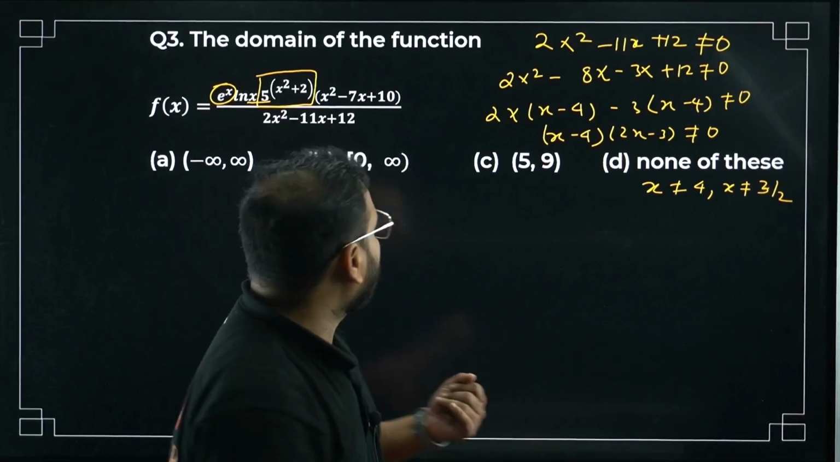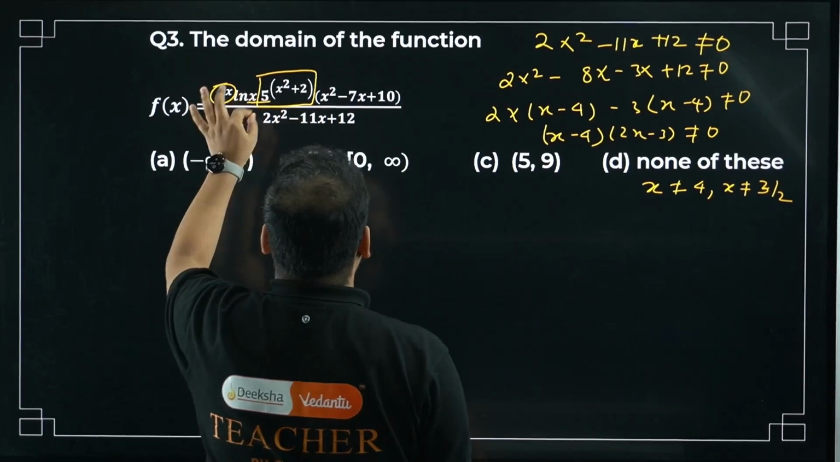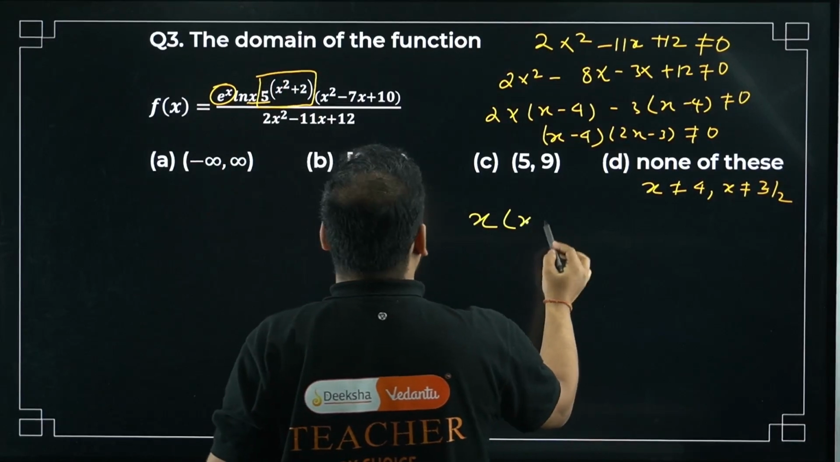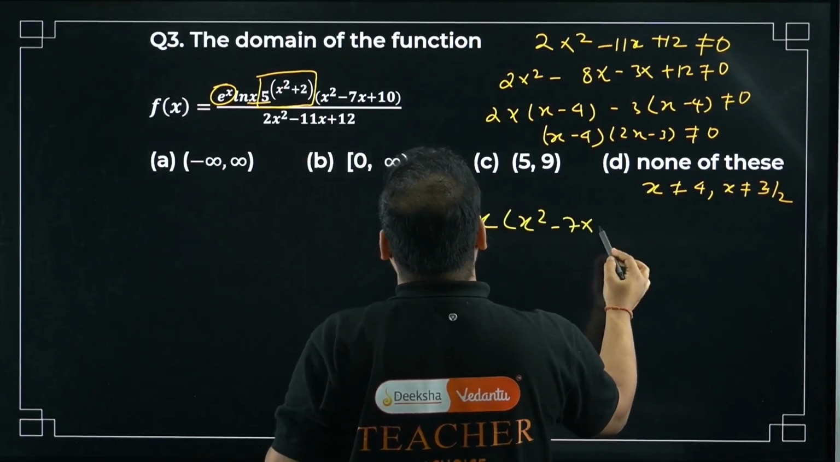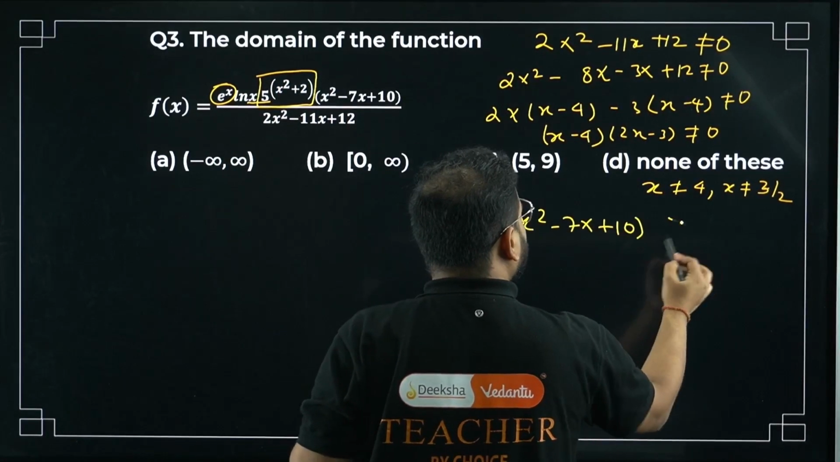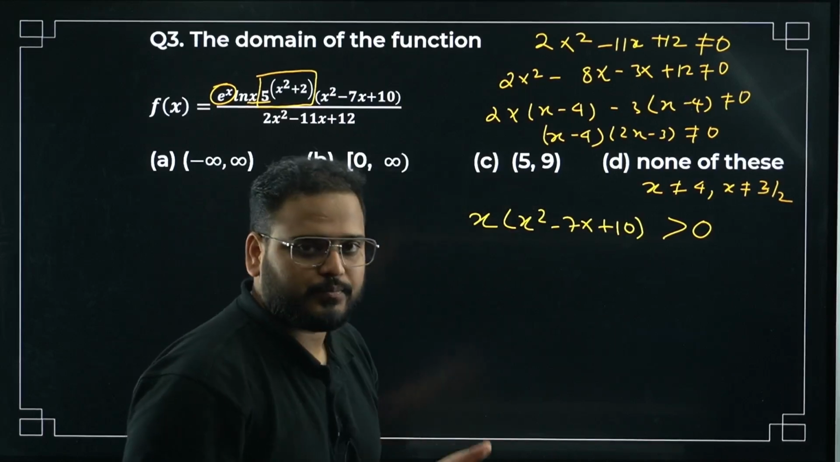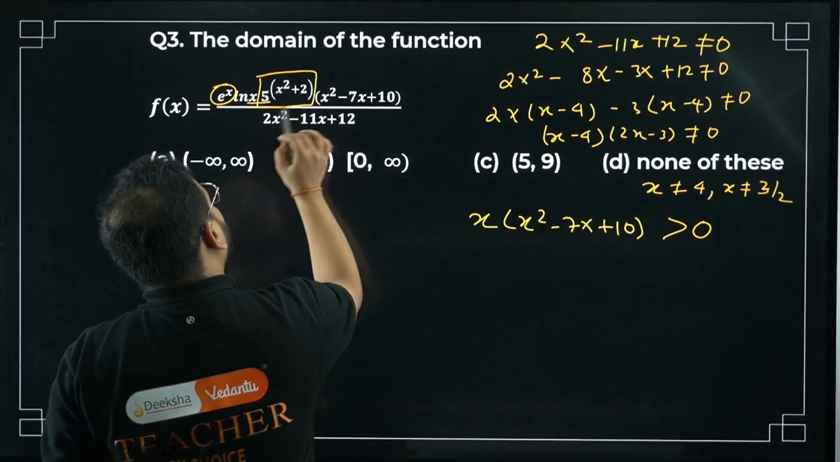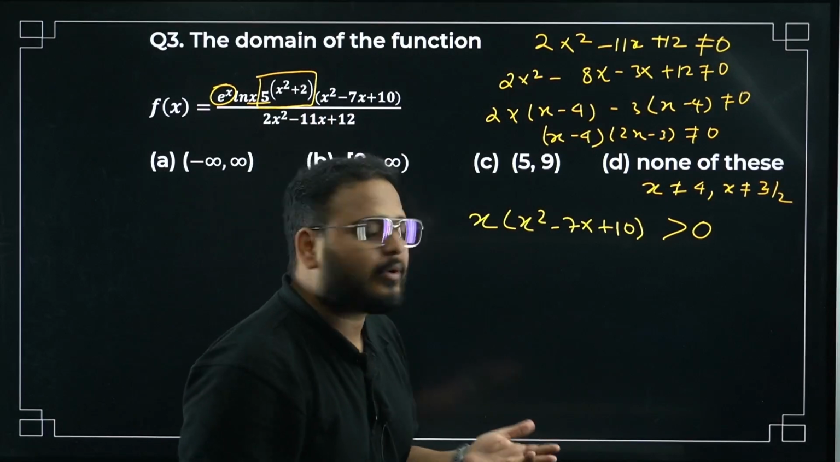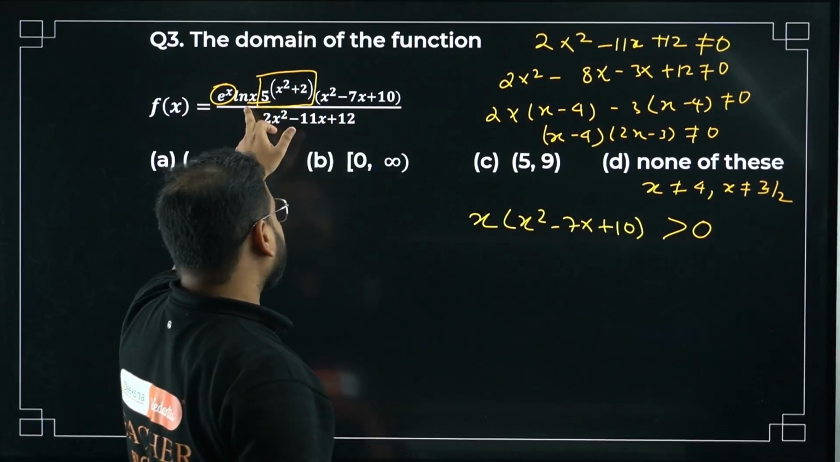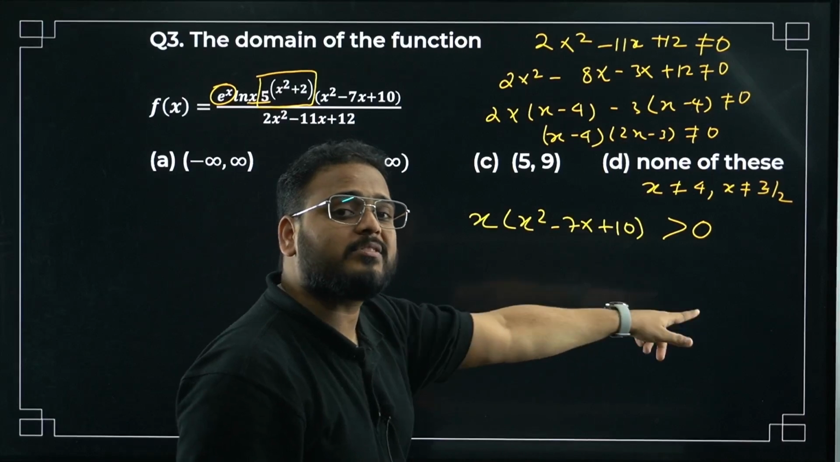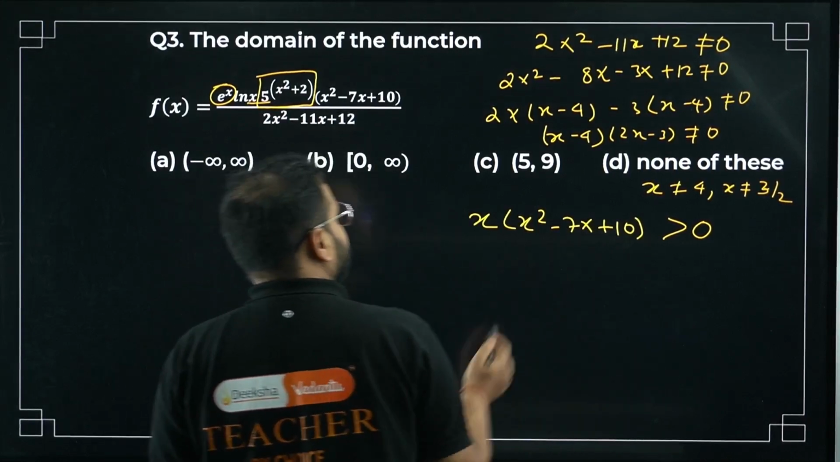Exponential function. So basically our constraint will come from here, this bracket, x square minus 7x plus 10, which should always be greater than 0, not equal to. This part is always positive, means there's no need of constraints there. But x can be negative and this part can also be negative. So that's why we are looking for the constraint that the product has to be always greater than 0. Do one thing, factorize it.